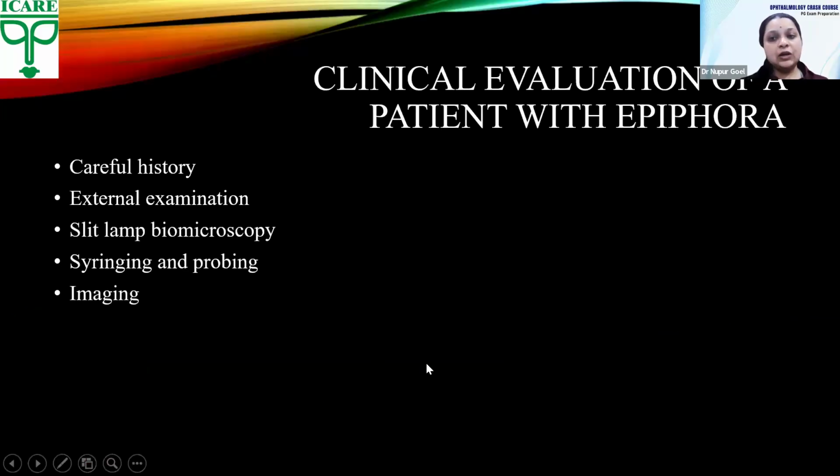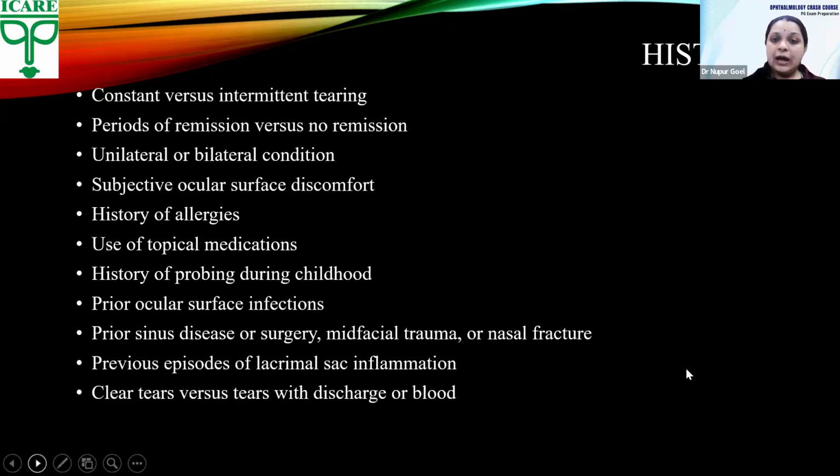First you need to start with a good, careful history, external examination, slit lamp biomicroscopy, syringing and probing, and imaging. Coming to history, one must inquire whether the epiphora is constant or intermittent, if there are any periods of remission versus no remission, whether it's unilateral or bilateral, any associated subjective ocular discomfort, any history of allergies, or use of topical medications, because some medications are known to cause punctal stenosis.